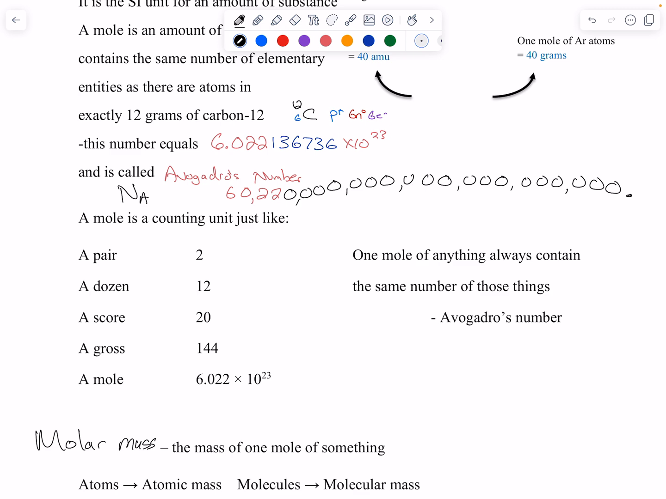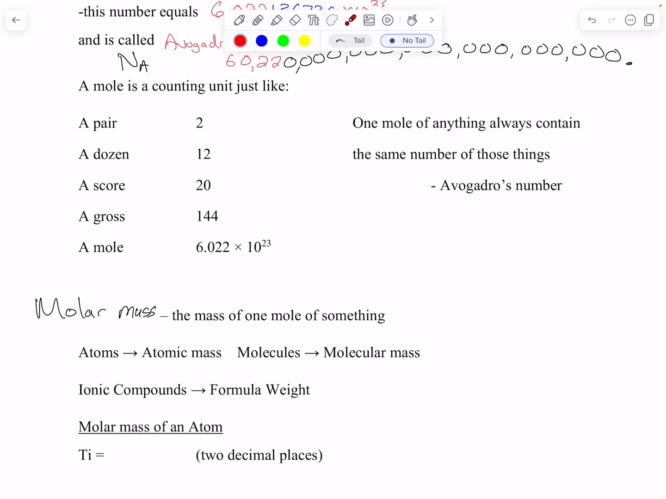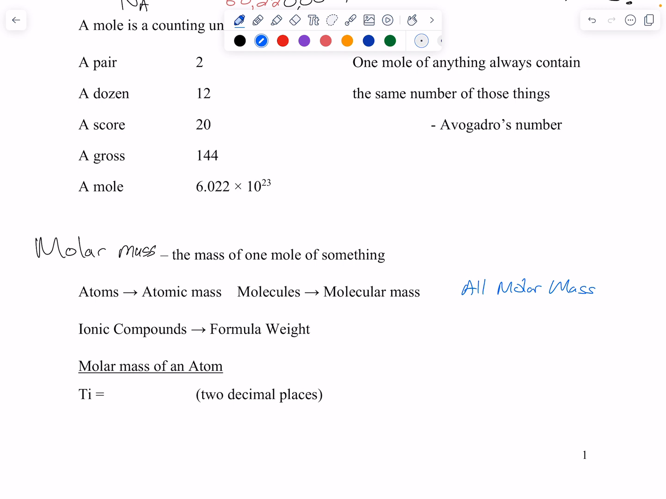We're doing the same thing with molar mass. Now, atoms have an atomic mass, molecules have a molecular mass, or molar mass, and ionic compounds have a formula weight. They're all molar mass. If you look at the periodic table, titanium is 47.88 or 47.87, depending on your table. I use 2 decimals.